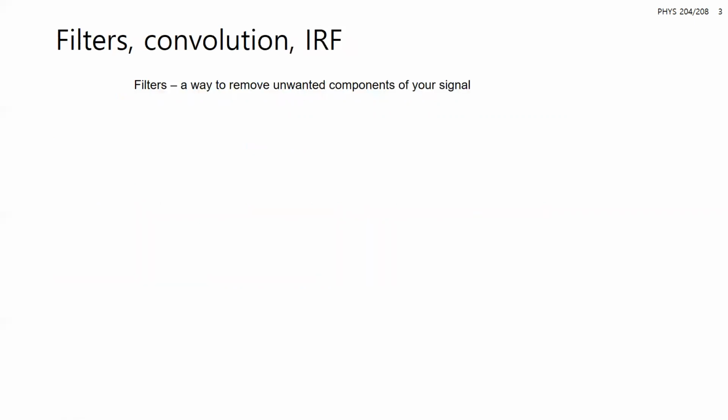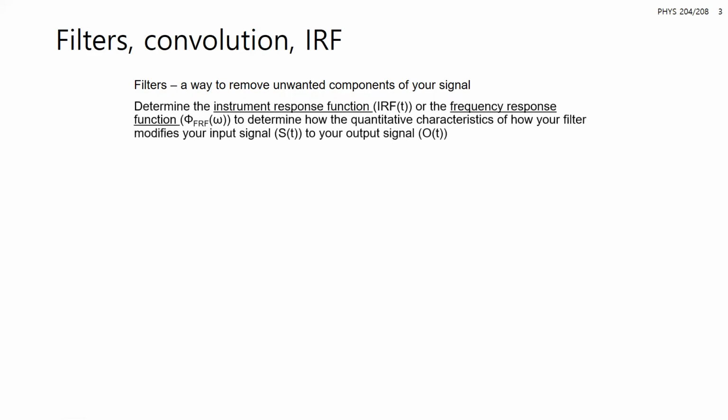Okay. So again, we're talking about filters. We're working with filters in lab 3, where the importance of using filters is you can remove unwanted components from your signal, be it noise, be it contributions that are at a high frequency or low frequency from other things in your measurement. And to understand how your filters respond to different frequencies or different time areas, we measure the instrument response function in the time domain or the frequency response function in the frequency domain, to understand how your input signal is modified by that filter to then produce your output signal.